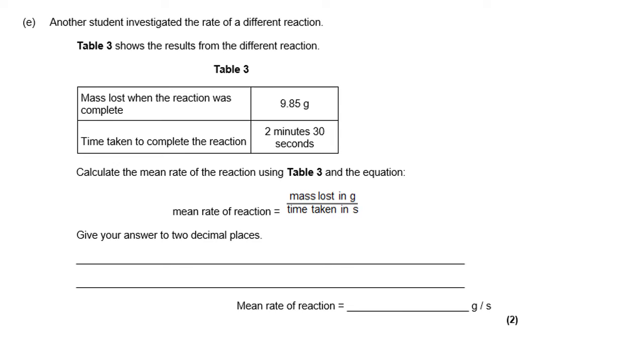Now, one of the things you need to keep an eye out for is that the time taken here is in minutes and seconds, so we're going to need to make sure we convert that all to seconds so that we get the right units here. So you're going to take this number, divide it by this number in seconds, and give your answer to 2 decimal places. You're going to lose a mark if you don't do 2 decimal places. You're going to lose a mark if we don't convert to seconds.